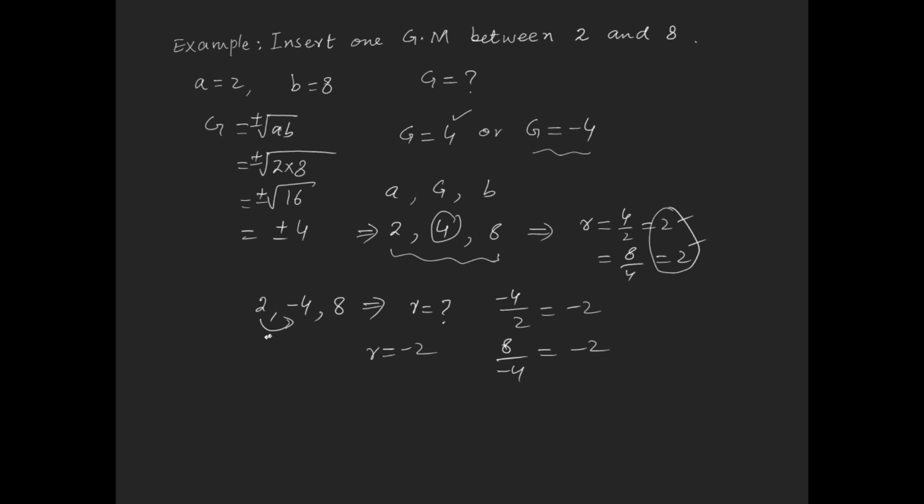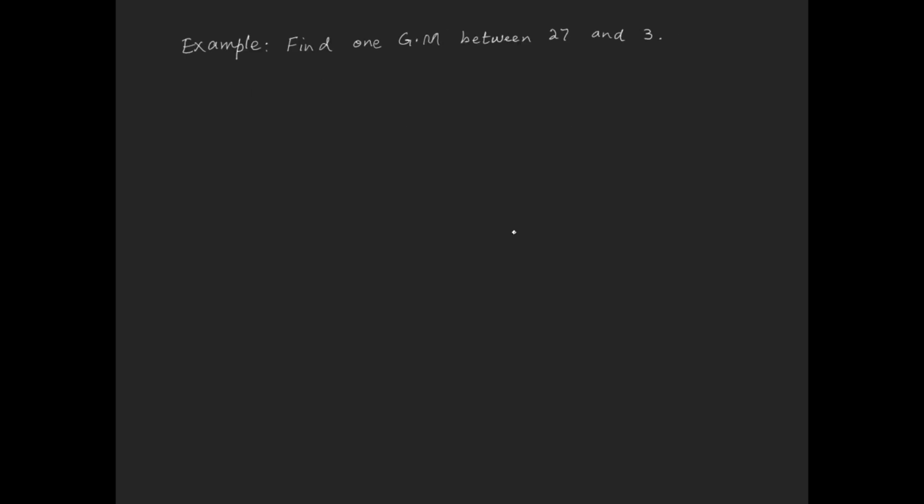So if we multiply minus 2 with the first, we are getting the second, and if we multiply minus 2 with the second, we are getting the third term. Similarly, in this case, R is 2. So if we multiply 2 with the first term, we are getting the second term. And if we multiply 2 with the second term, we are getting the third term.